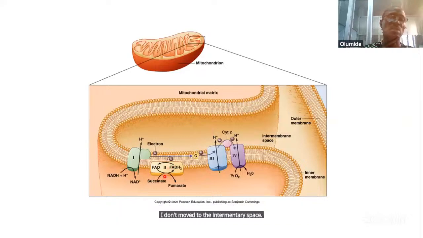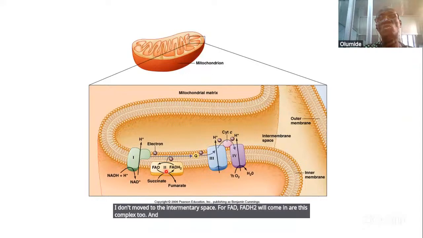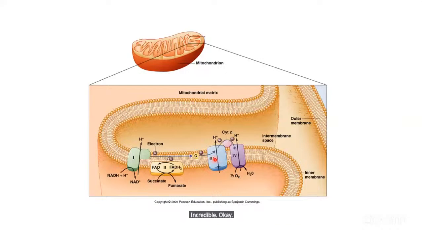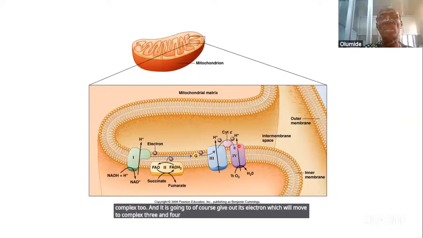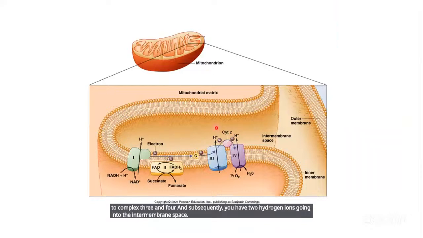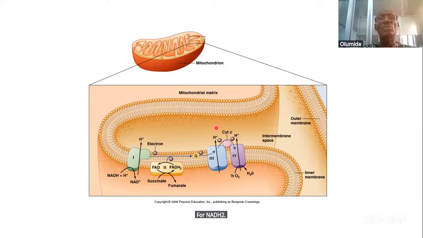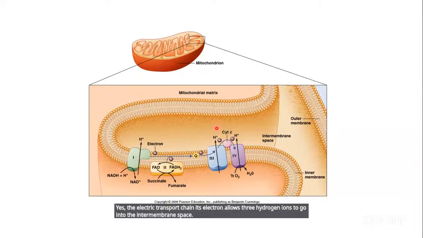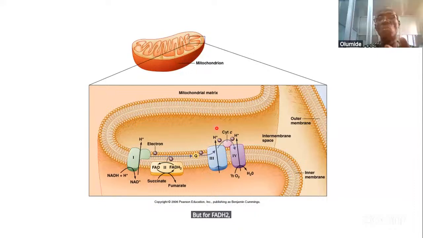For FAD, FADH2 will come in at complex 2, and it is going to, of course, give out its electron, which will move to complex 3 and 4, and subsequently you have 2 hydrogen ions going into the intermembrane space. So for NADH2, passing through the electron transport chain, its electron allows 3 hydrogen ions to go into the intermembrane space. But for FADH2, it is 2 hydrogen ions that go into the intermembrane space.